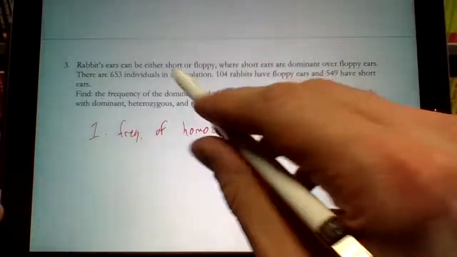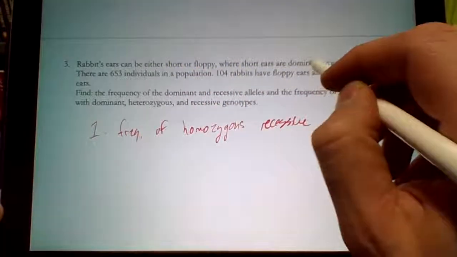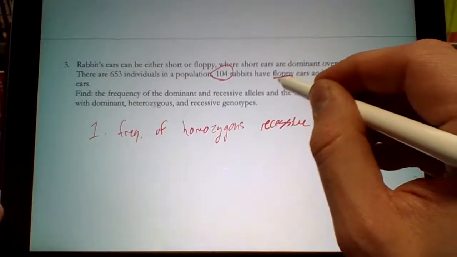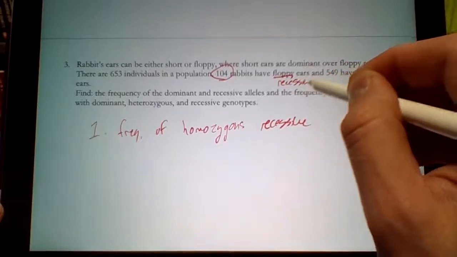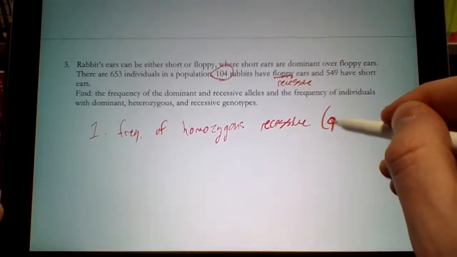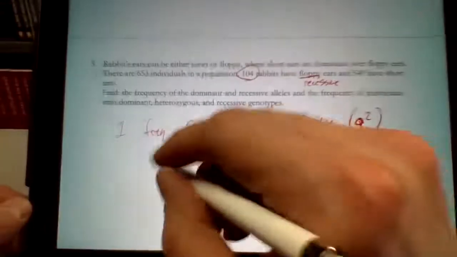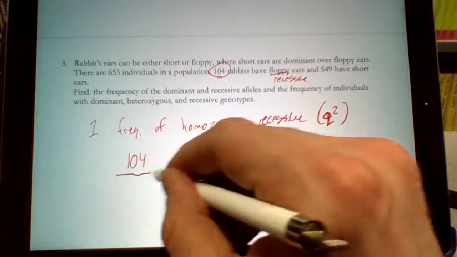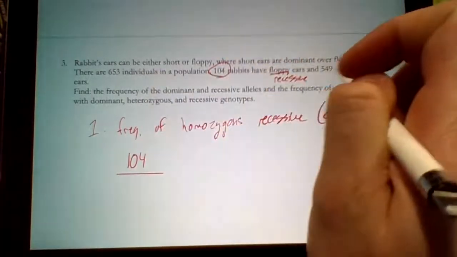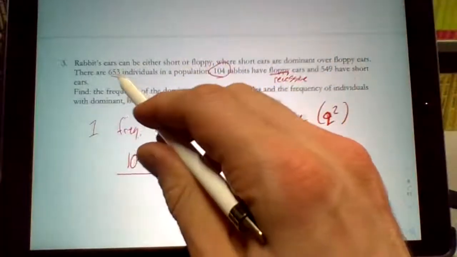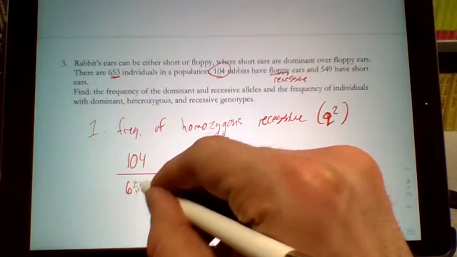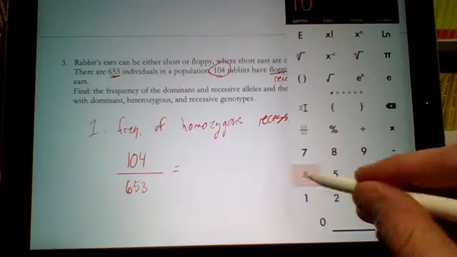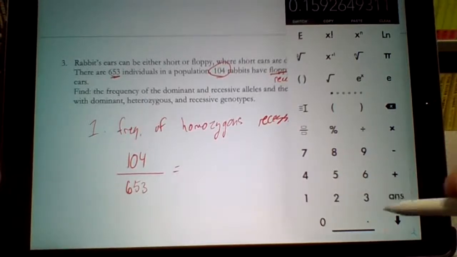Okay, so we have to read carefully. Short ears are dominant over floppy ears, so the 104 floppy is our recessive. And this is going to be q squared. So let's figure out that frequency right now. 104 divided by a total. I can either add them together or look and see the total right there. So 653. Take this total and divide it. It does not have to come out to a nice number.